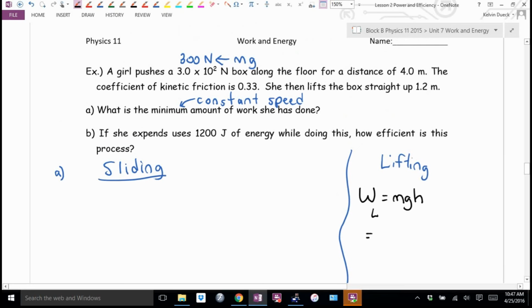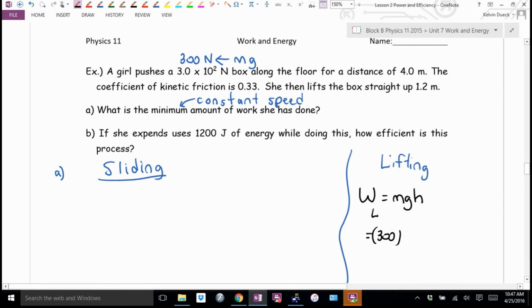I don't think Brett wrote that down, did he? Right? I don't have to times it by 9.8. Whatever the mass is already multiplied by 9.8, and the answer is 300. If you want the mass, divide by 9.8. We can, but 300. What's the height that she lifted it?